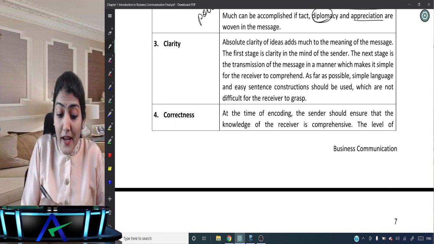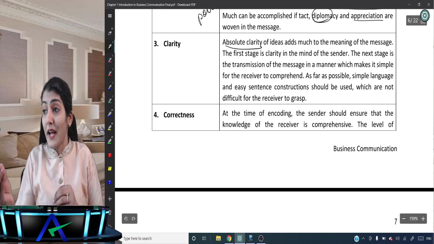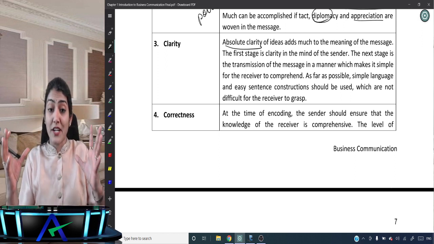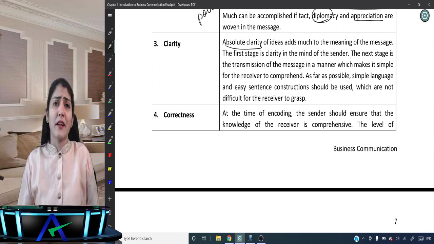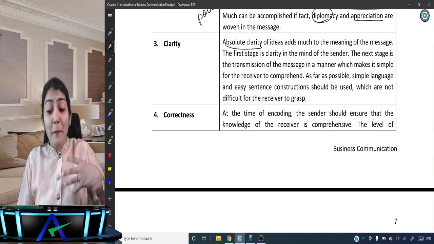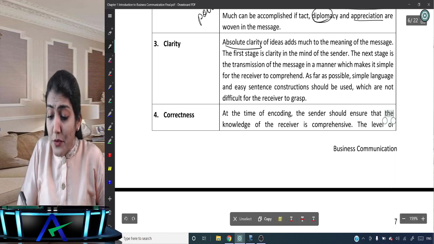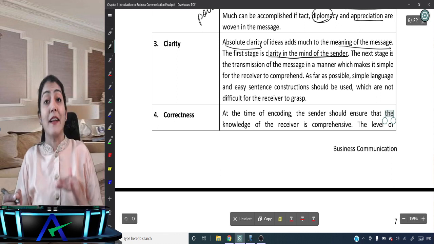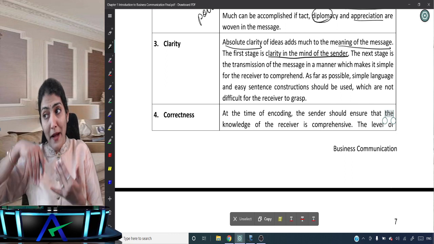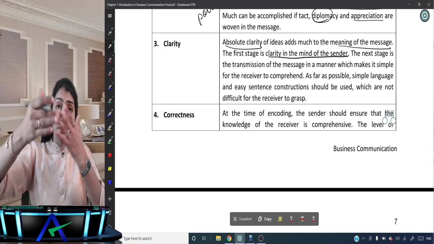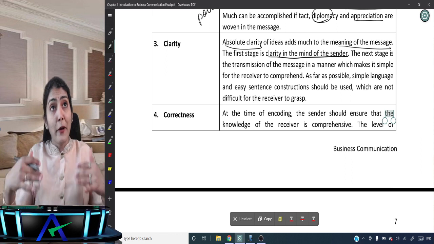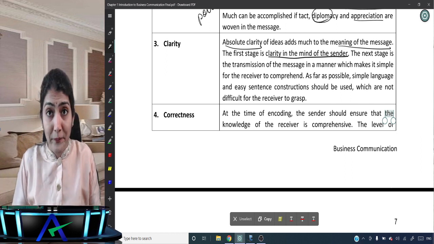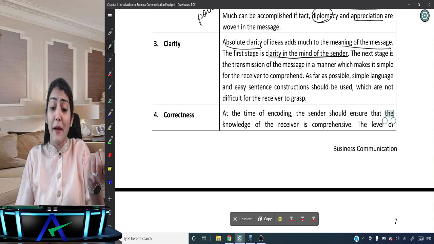And absolute clarity. Look at what they say. Not minimum clarity or good quality clarity, it says absolute clarity. Look at the adjective they've used there. Absolute clarity of ideas adds much to the meaning of the message. The first stage is the clarity in the mind of the sender. Obviously if there is clarity in my mind, that clarity I can transmit to the receiver. If I don't know what I need to speak, then what will I be able to communicate to the receiver? So clarity has to be there in the mind of the sender.